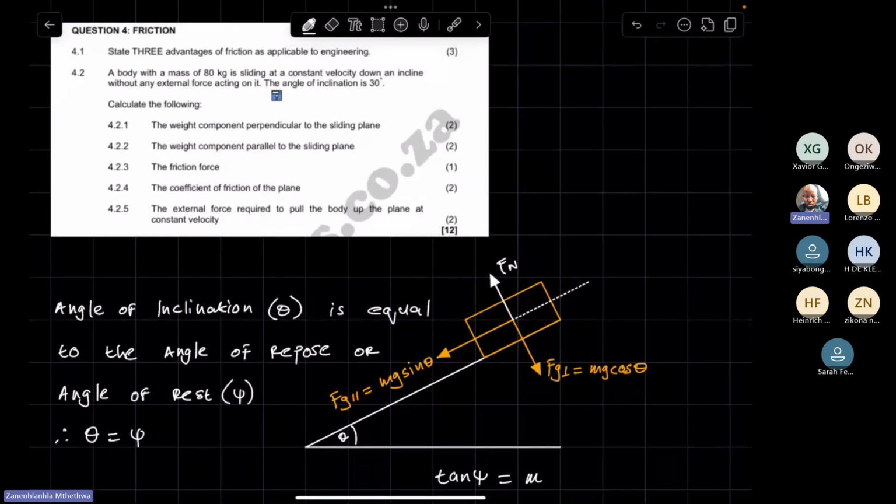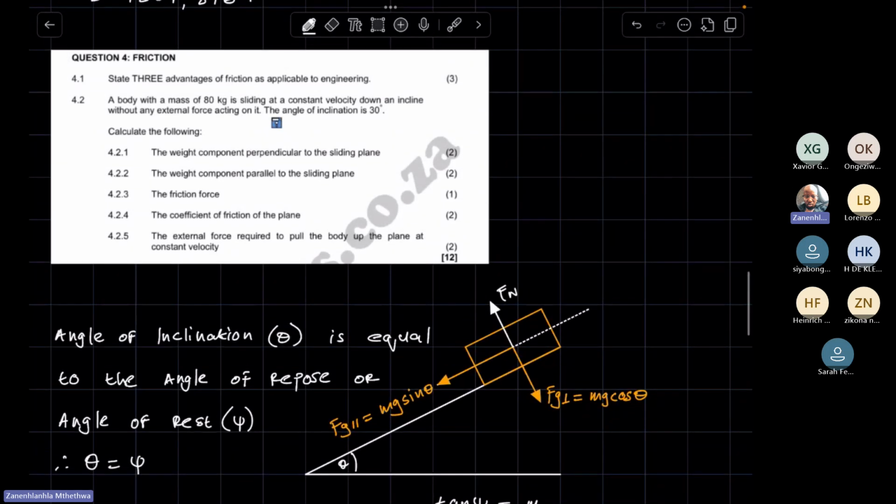Right. Now let's look at other forces here. So this is moving down the incline, meaning the motion is in this direction. And then opposing motion, you have frictional resistance.